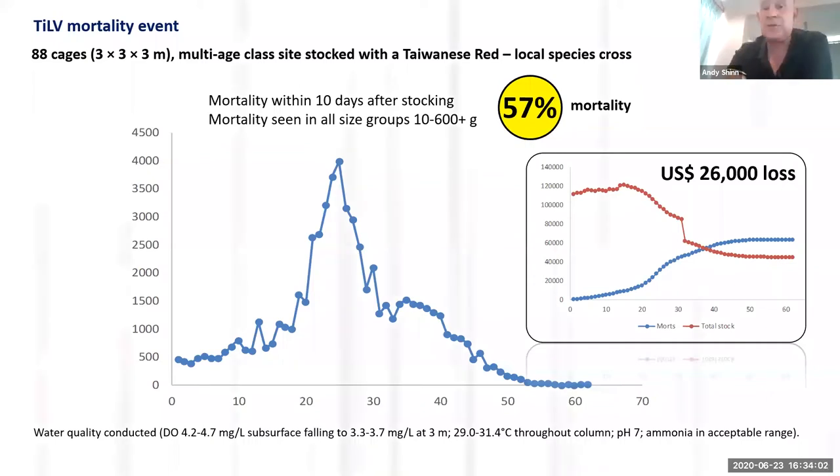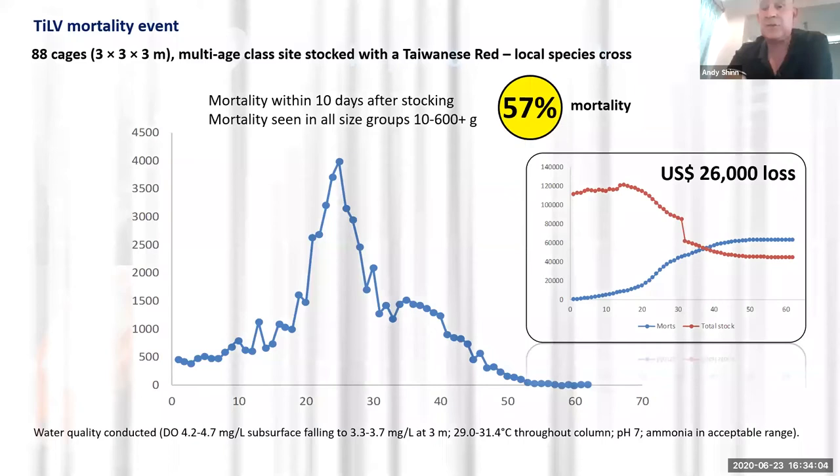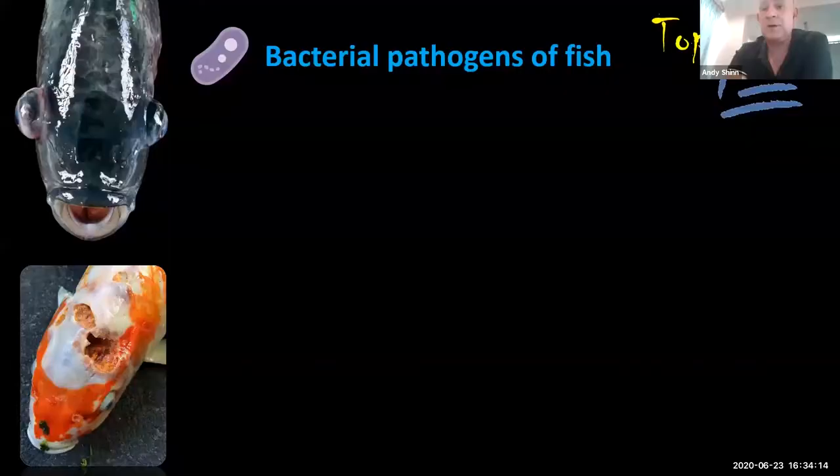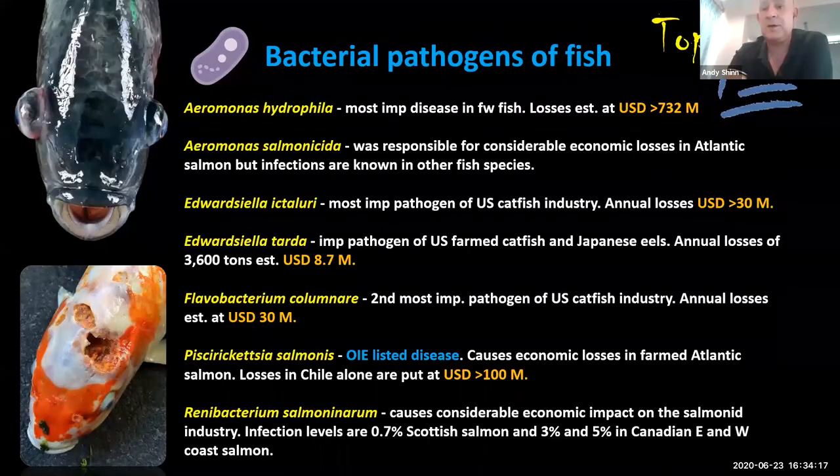So as we gallop forward and think about perhaps some of the important bacterial pathogens, again, perhaps many of these are known to you. We know, for example, again, just looking at the salmon industry, we know things like Piscirickettsia in Chile is posing large problems. We know Aeromonas hydrophila is a constant threat and results in the loss of stocks all around the world.